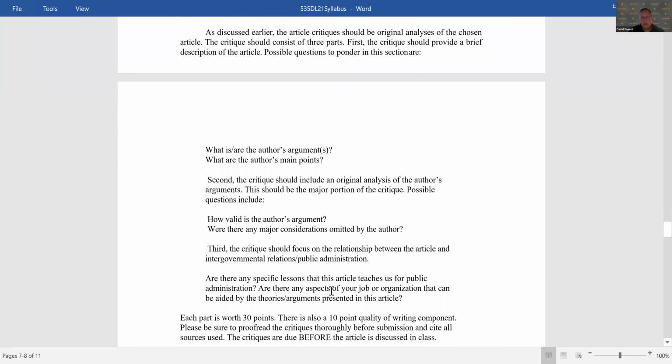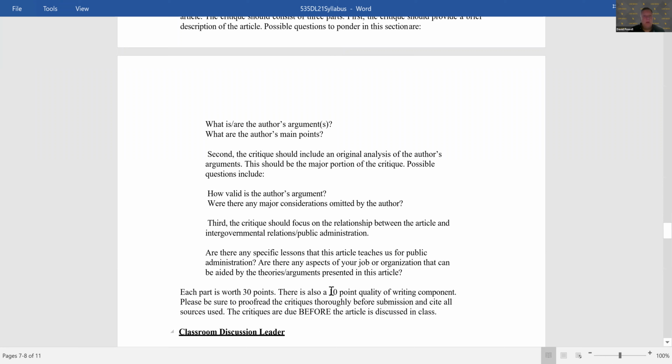And then the third section, the nexus, the connection between the article and intergovernmental relations and public administration. Are there any specific lessons this article teaches us for public administration? Are there any aspects of your job or organization that could be aided or assisted by the theories and the arguments presented in the article?